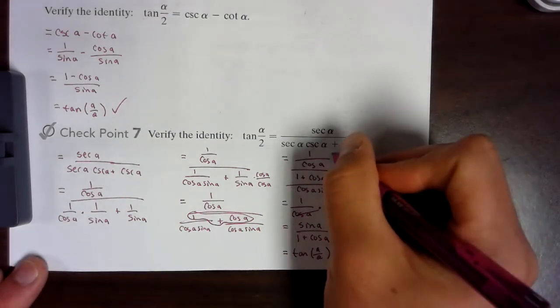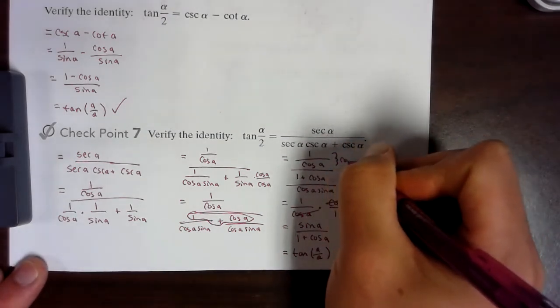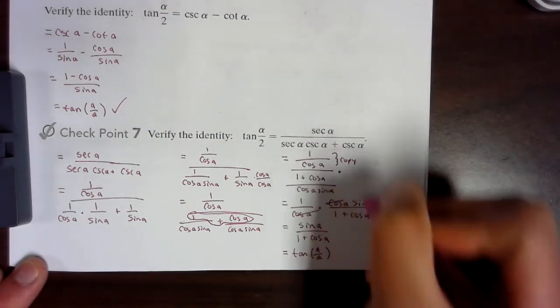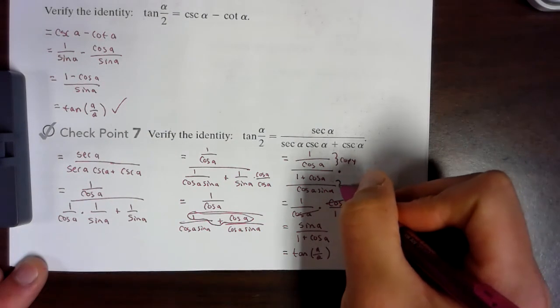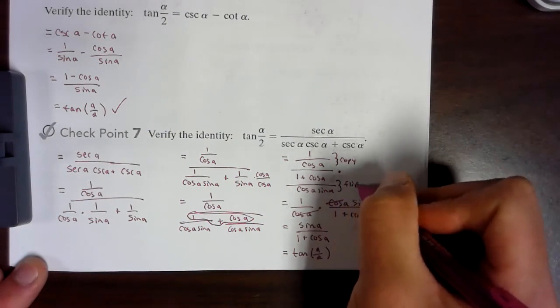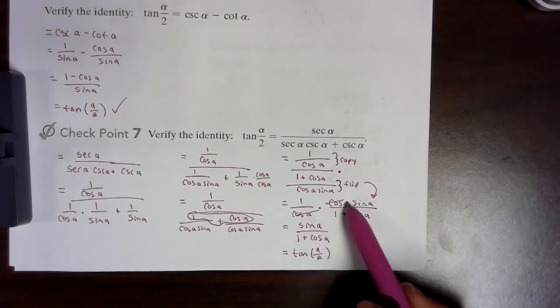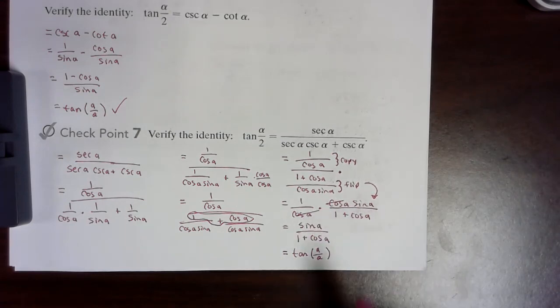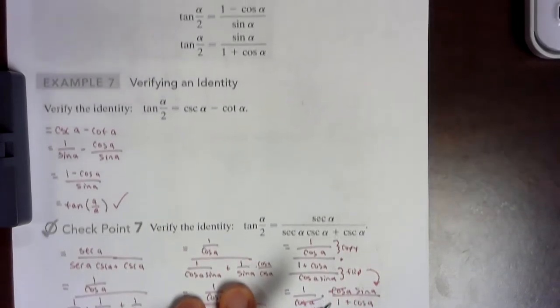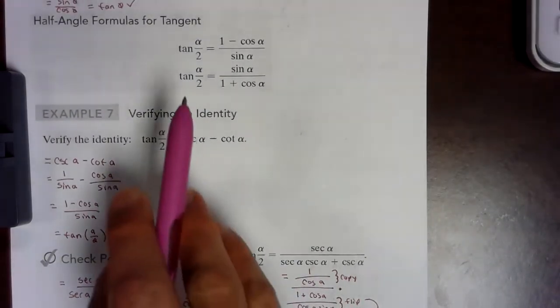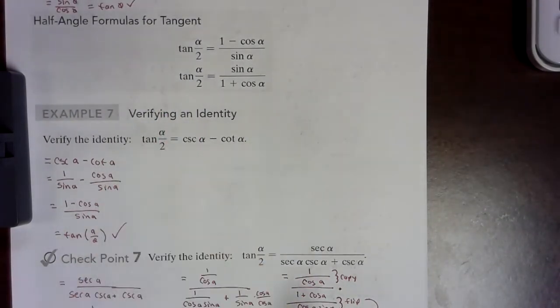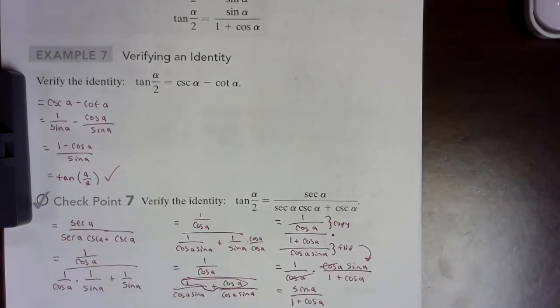So I'm able to take the top and copy, change division to multiplication, and flip the bottom. And that's what you're seeing down here, where we eventually get a cosine of alpha to cancel out, leaving just sine of alpha up top over 1 plus cosine of alpha. And if we look back, that is equal to the other half angle formula of tangent, which is sine of alpha over 1 plus cosine of alpha, giving us the identity.